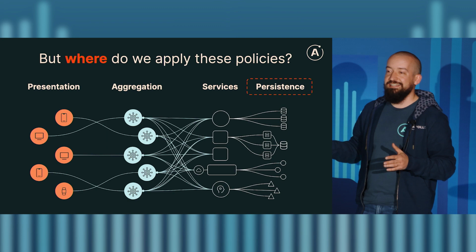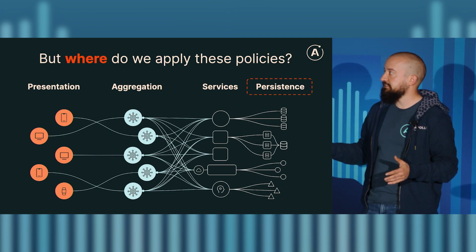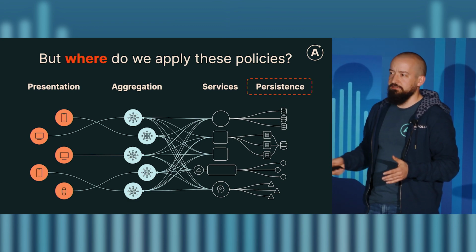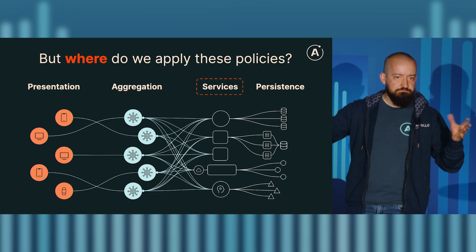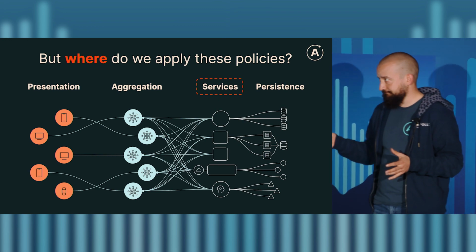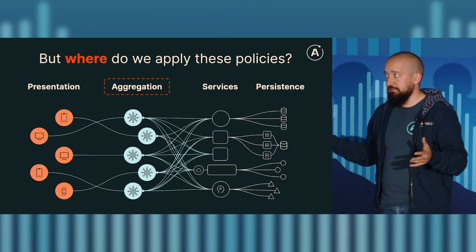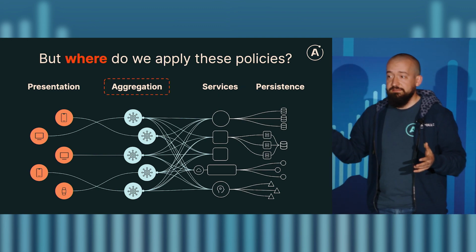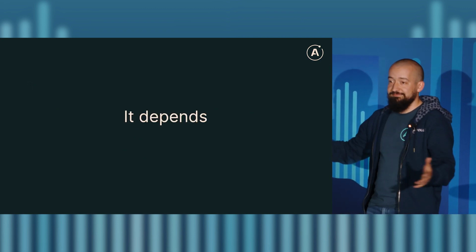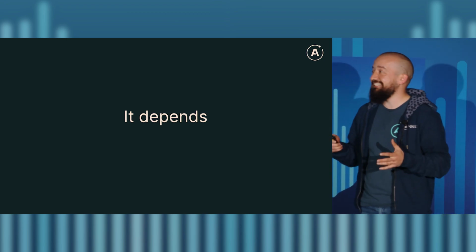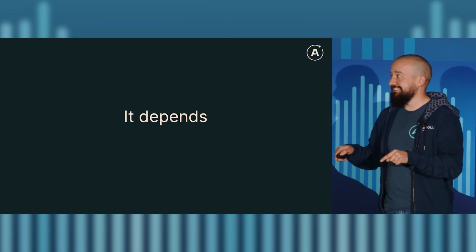But where should we actually apply all of these policies? Should we do it in the persistence layer, where our data is at rest? Or maybe the services tier, where we control the bulk of our business logic? Maybe the aggregation layer, where that sort of last mile before it makes its way out to the clients. It depends, right? But you didn't come this way, you're not sitting here hoping for a mealy-mouthed answer. The real answer is everywhere.